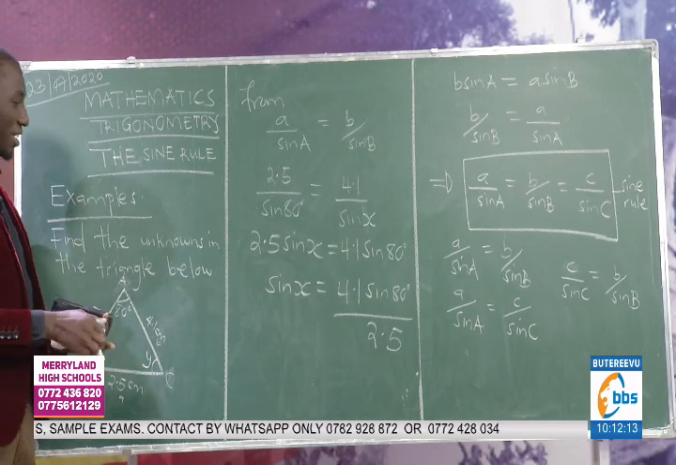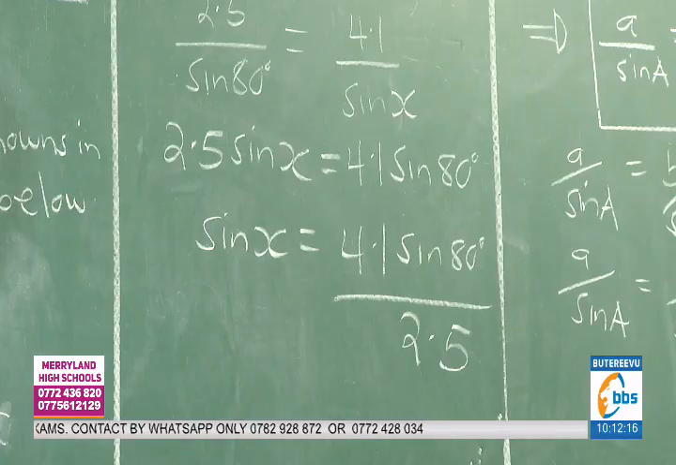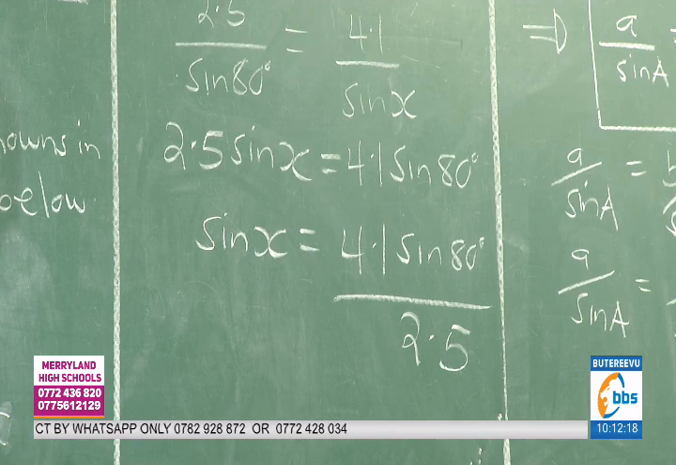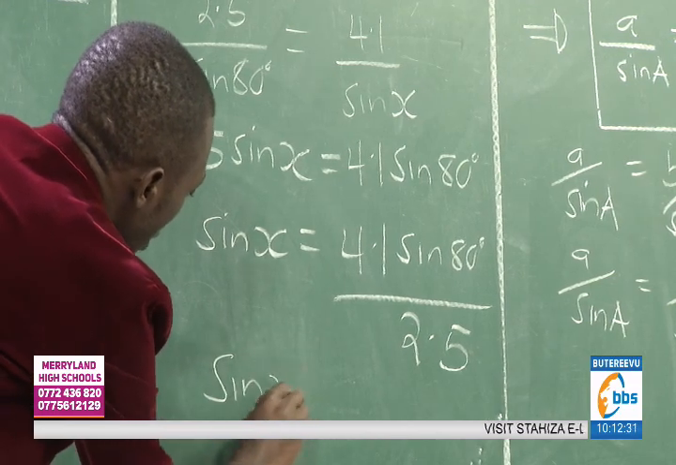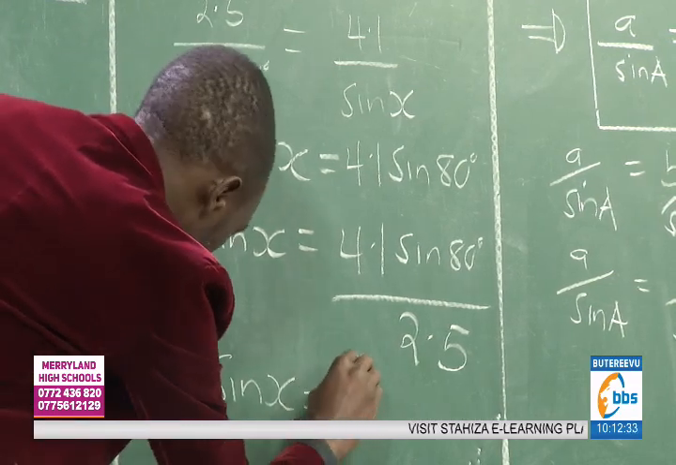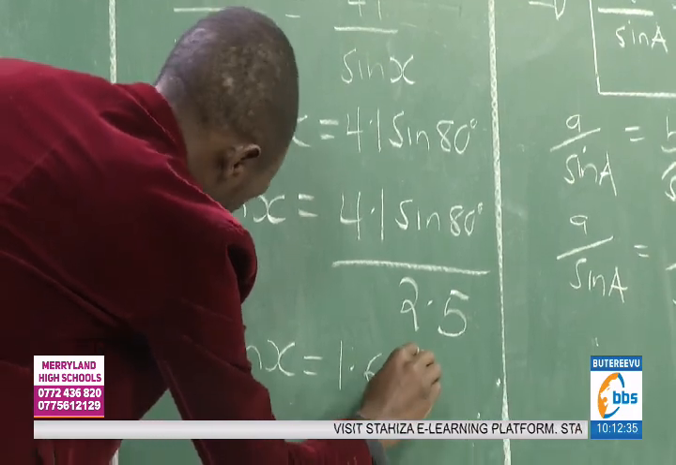Please don't do it in your head here, because you can't get sine 80 that way. So first multiply 4.1 by sine 80. But again, don't forget your calculator has to be in degrees. If it's in radians, you won't get the right answer. So we are getting sine x. If I work out everything there, I'm getting my sine x as 1.6151.